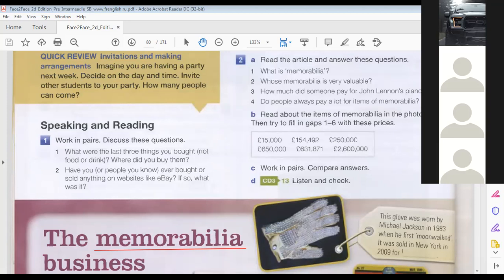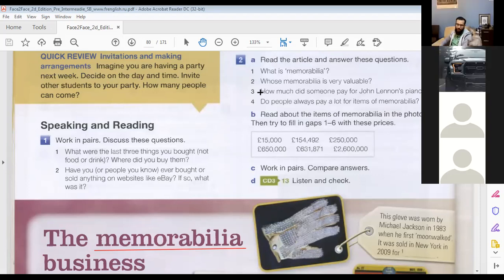What do you think? Something related to memory, I think. Yes, you're right. It is related to memory, so this part is correct. Something from the past, maybe you collected. That's actually kind of correct. So a memorabilia is collecting something that maybe belonged to someone else in the past. This is memorabilia. Okay.